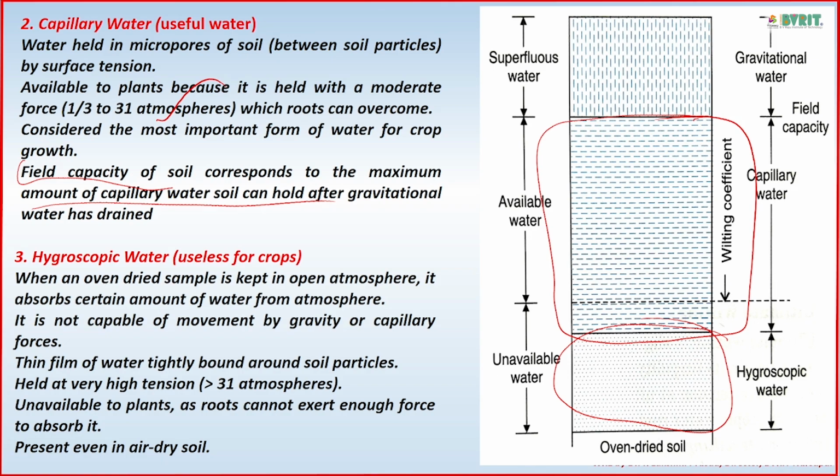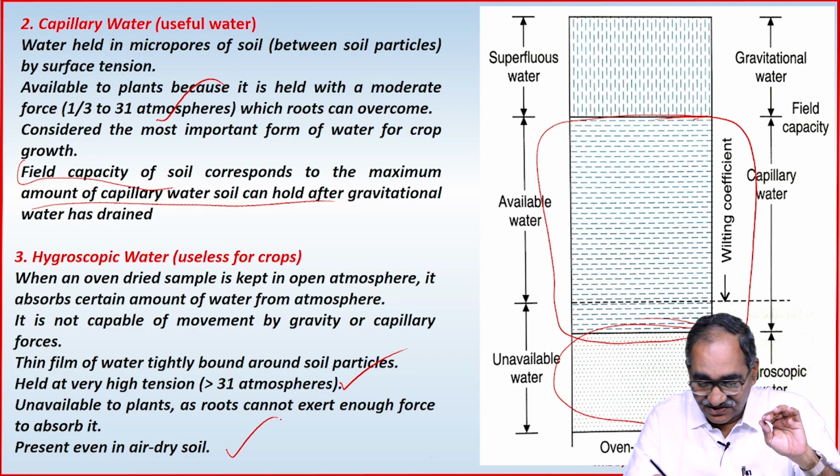Because if you want to draw that water, the force that is required is so high. So that's why plants cannot draw that water at all. That's why it is unavailable for the plants. Right? Please remember, this is the third.